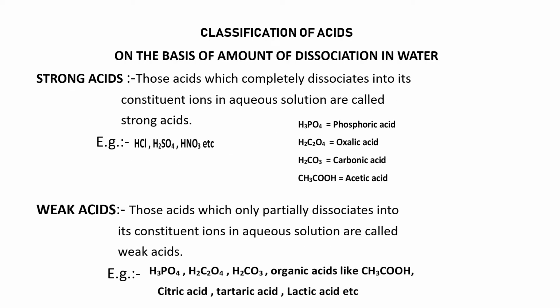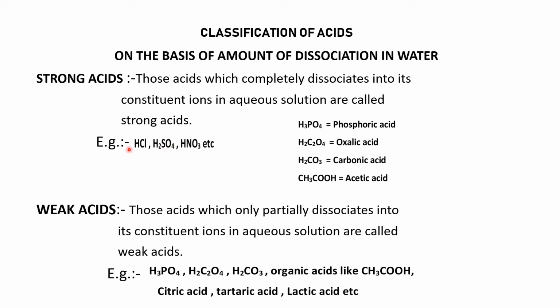Now let us see on what basis the acids are classified. On the basis of the amount of dissociation in water, acids are basically classified into two categories. First is strong acids. Those acids which completely dissociate into their constituent ions in aqueous solution are called strong acids. That means whenever these acids are dissolved in water, they change into their constituent ions like cations and anions.